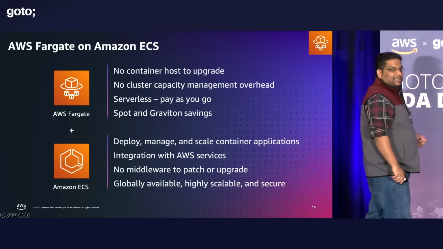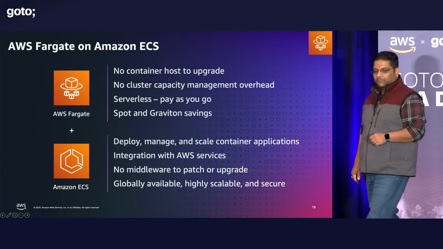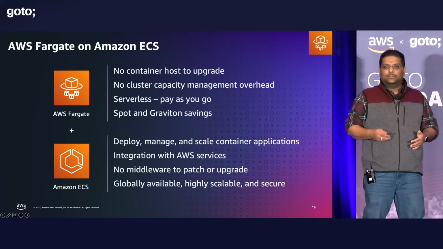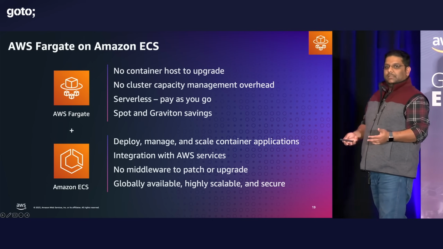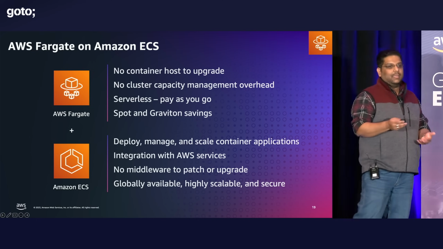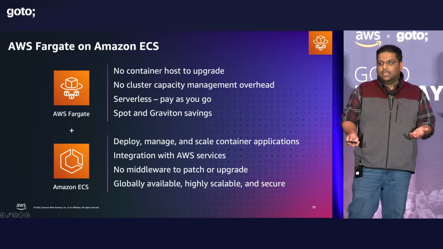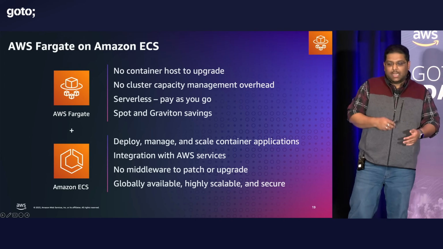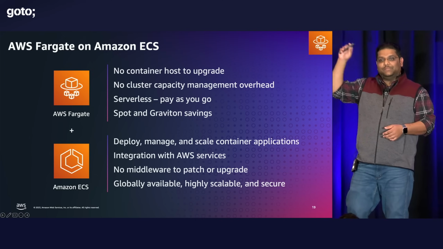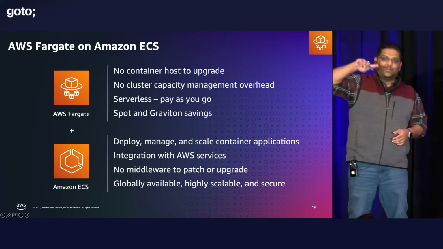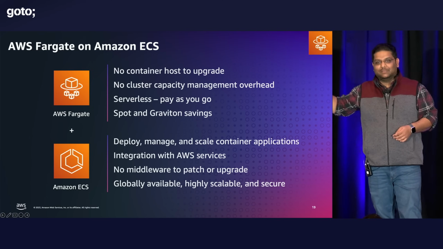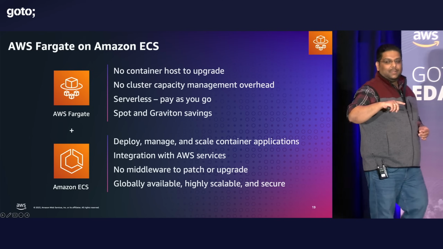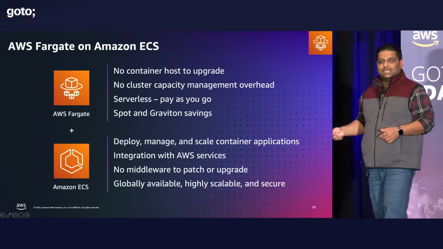So ECS, and then Lambda function. And then we have Fargate on Amazon ECS. If you have built a container application and you want to run it on a container orchestrator, then you would not get a better combination than AWS Fargate running on Amazon ECS. You don't have any container host to upgrade, you don't have cluster capacity management, and it's fully serverless. The beauty of this combination is that you get to play with Spot instances and Graviton. So when you are considering using compute with ECS Fargate and Amazon ECS, those are the options that will help you a lot.